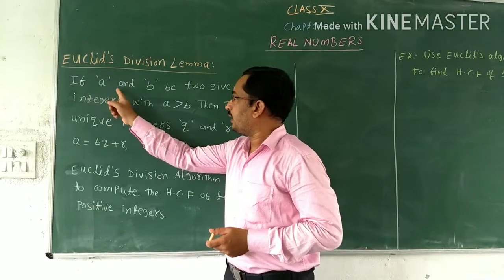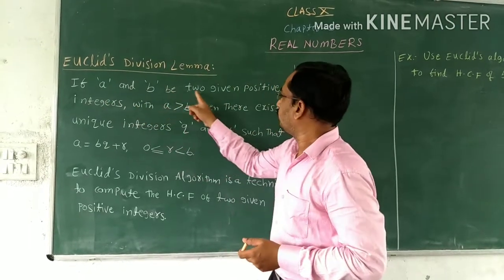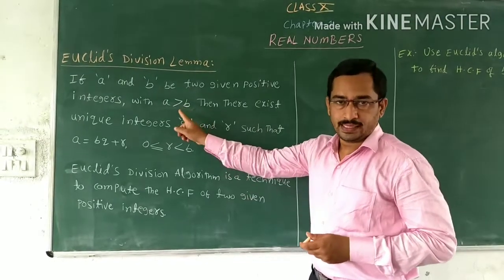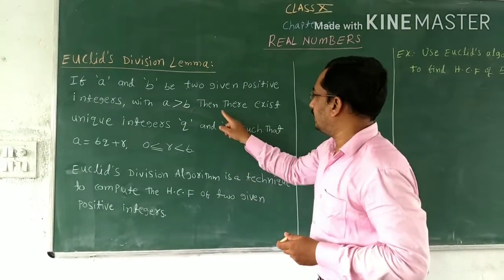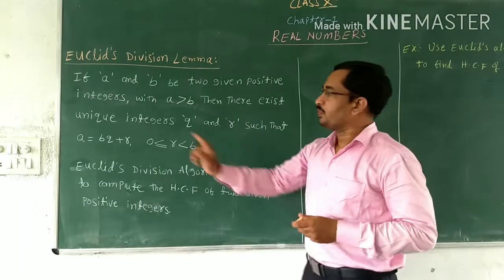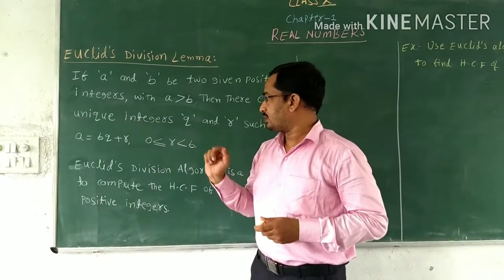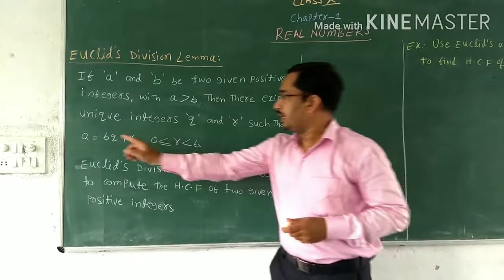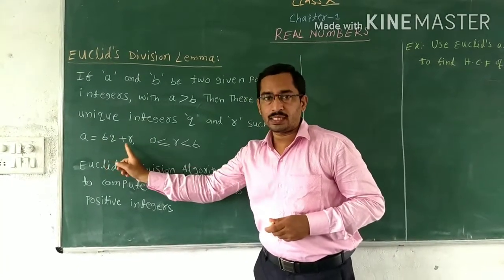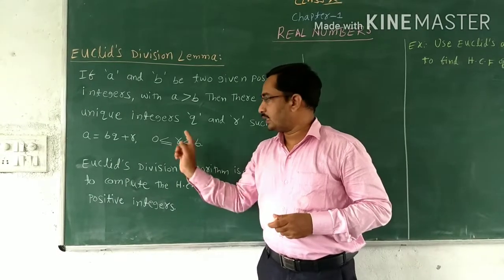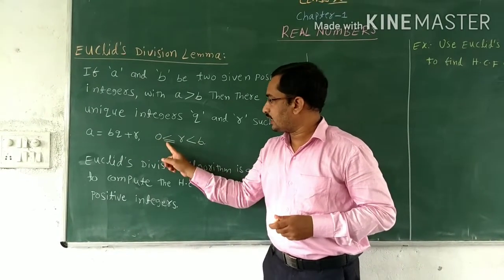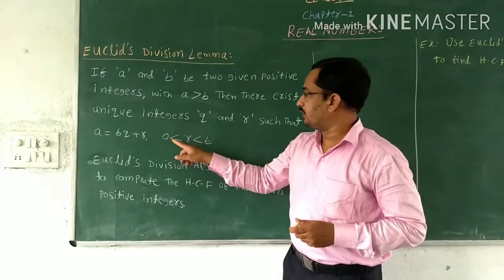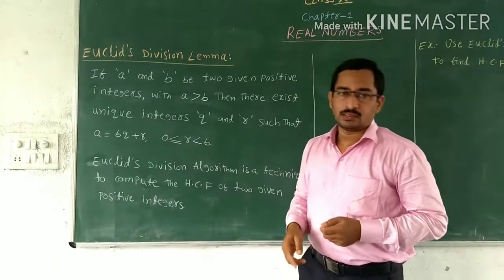If A and B are two given positive integers with A greater than B, then there exist unique integers Q and R such that A equals BQ plus R. Here the R value satisfies 0 less than or equal to R less than B, meaning R lies between 0 and B, including 0.